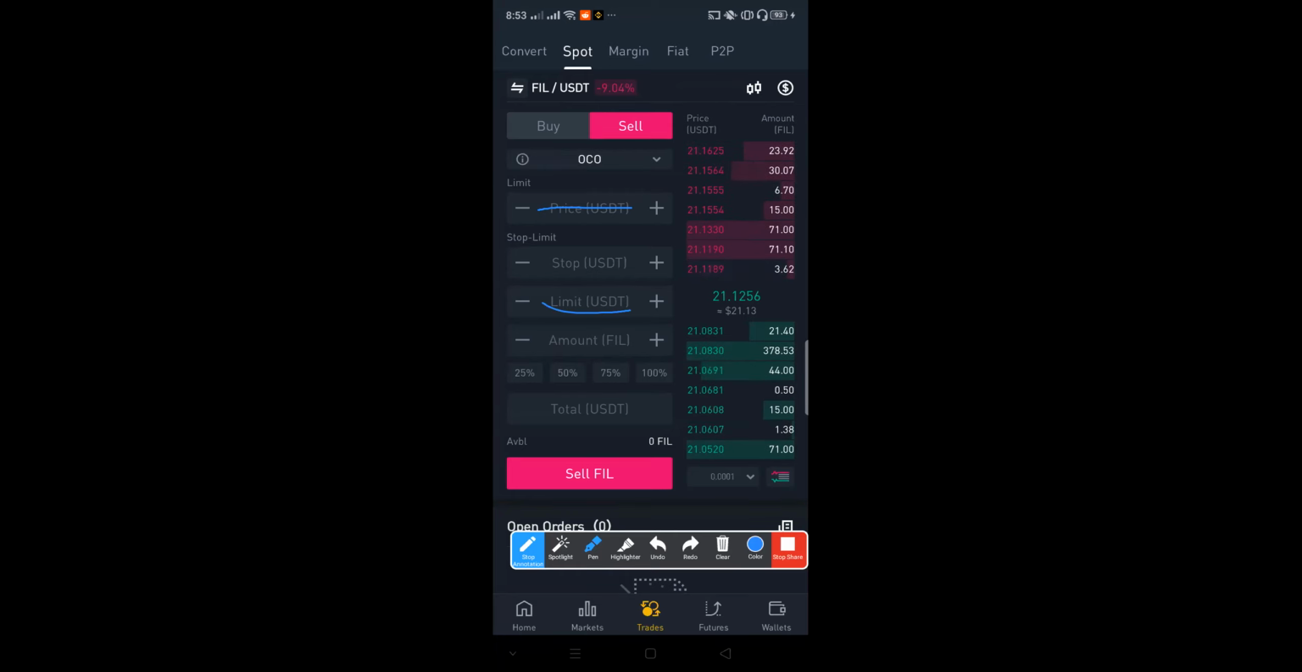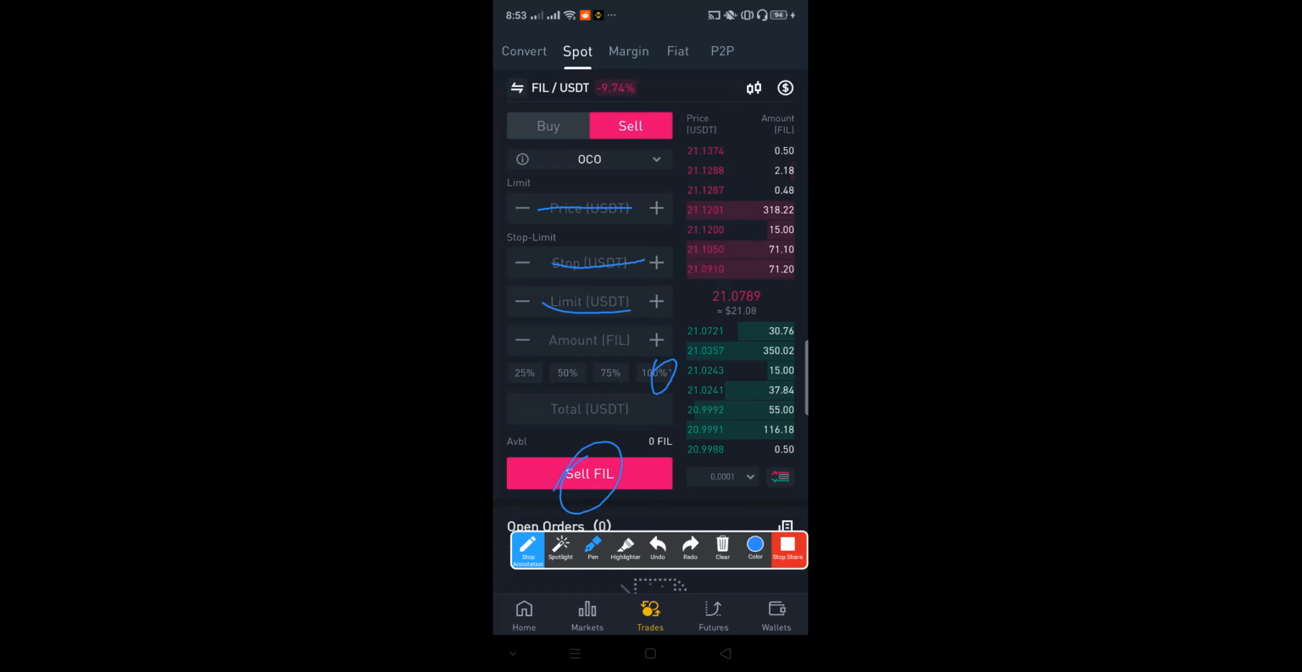Then you use some little deduction from it, and you put it here to be the condition you want it to execute. Since you've already used 50% in the first take profit, the remaining 50% will now be 100%. If you want to sell the remaining at take profit 2, you click on 100%. Then you click on sell, and once you click on sell, you are good to go.